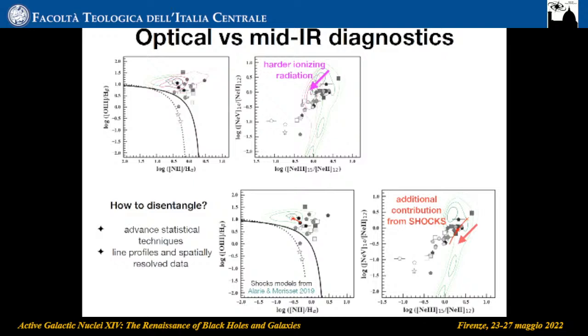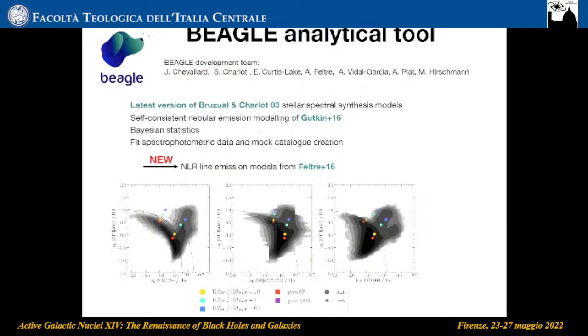So we are facing the problem that we need to be able to disentangle these mechanisms. If we have spatially resolved data, we have seen that we may be able to study the spatial extent and so discriminate between different ionizing sources. But if we don't have this kind of data available, we need to combine the information from multiple emission lines in different wavelength ranges with advanced statistical techniques. So we just started a work in this sense.